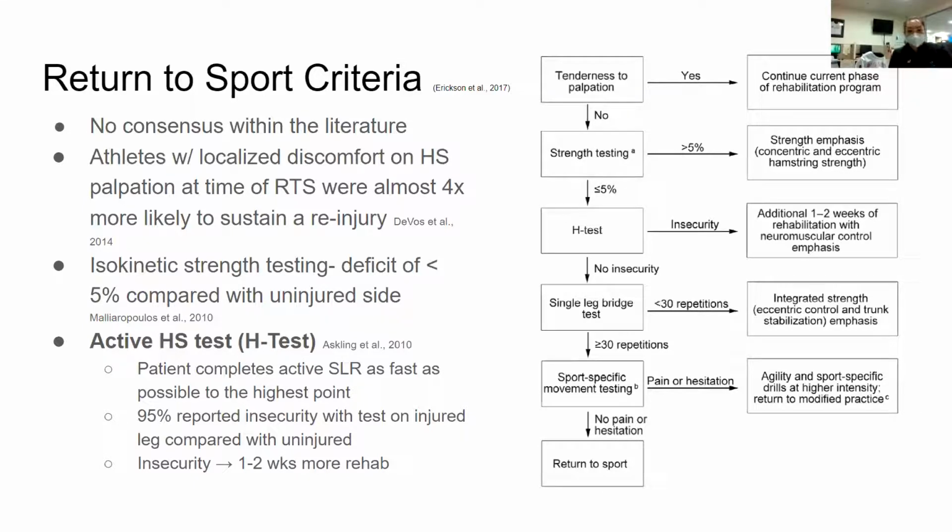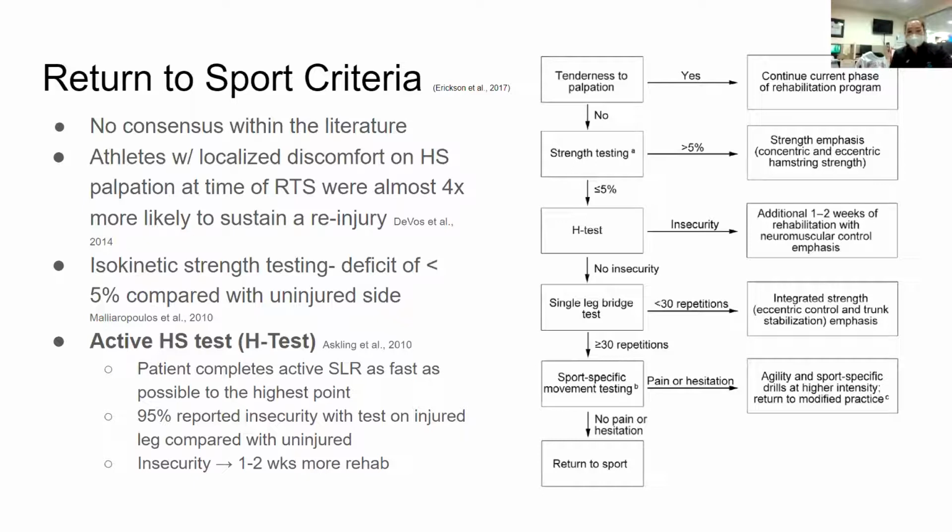Another thing is strength. So this is based on more isokinetic testing, both under concentric and eccentric conditions, but you would want a deficit of less than 5% compared to the uninjured side. But you can also use this percentage if you're just doing isometric dynamometer testing as well.